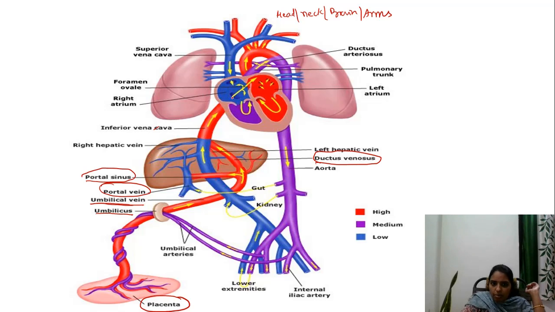Now the right side, from the right atrium, 25% of the blood enters into the right ventricle. From there, it enters into the pulmonary trunk. Okay, pulmonary trunk. But because of the resistance of the pulmonary trunk, it enters into the ductus arteriosus. Okay, from there it enters into the descending aorta. See, this is the descending aorta. From there, it again enters into the, see, these are the umbilical arteries. It is a deoxygenated blood. See, these umbilical arteries are entering into the placenta for recirculation.